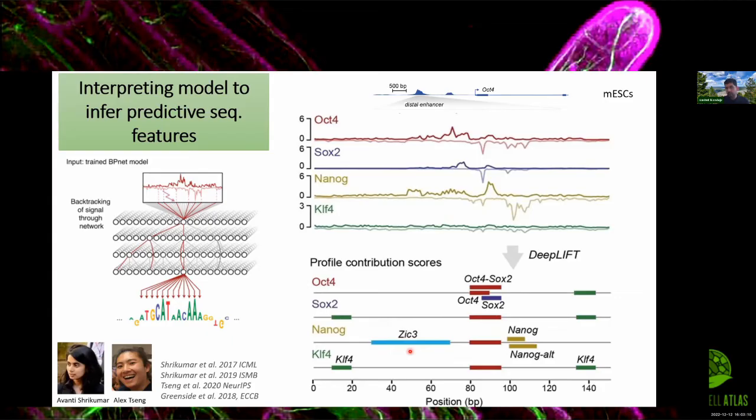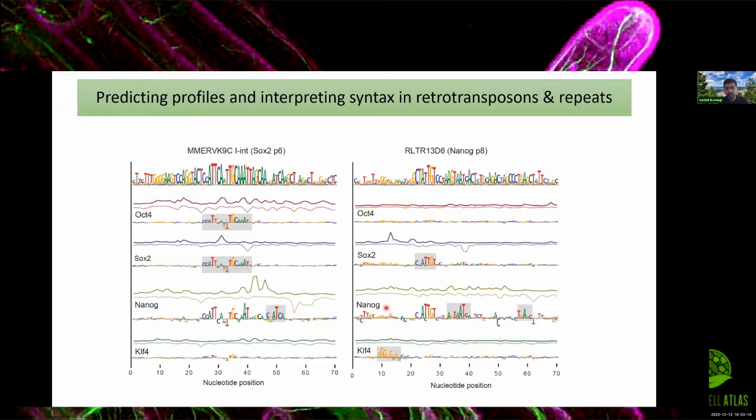You can do this for every sequence in the genome in any cell type of interest, for any assay of interest, as long as you have data for it and you can fit a model. What's exciting is you can do this not only for classical mappable enhancers, you can also do this for repetitive elements and retrotransposons, where it's very difficult to map short reads.